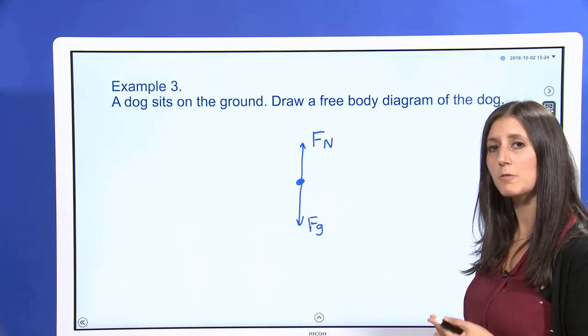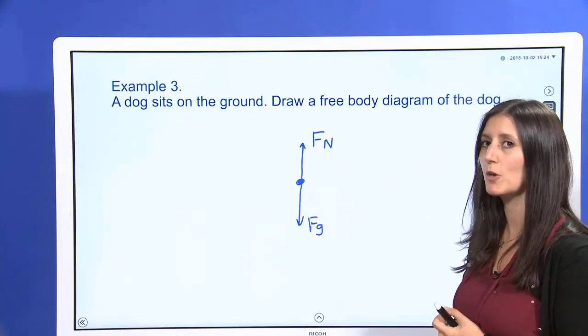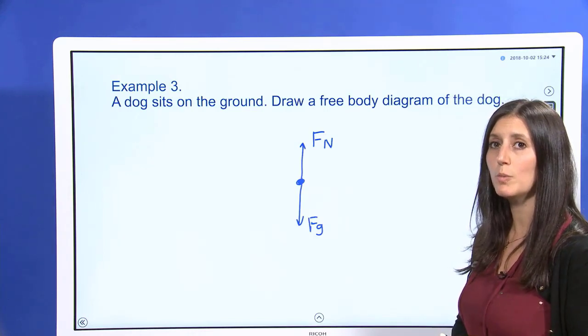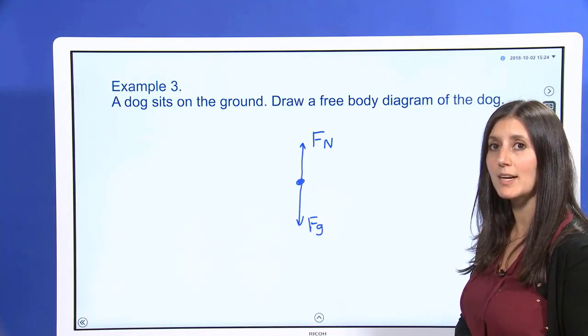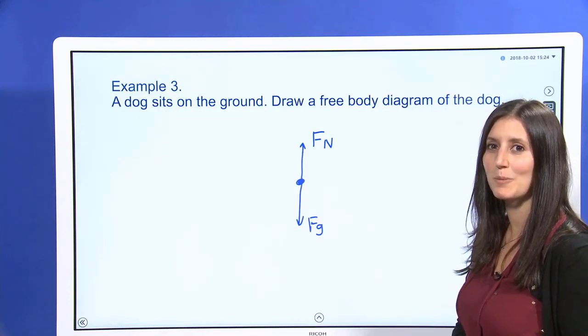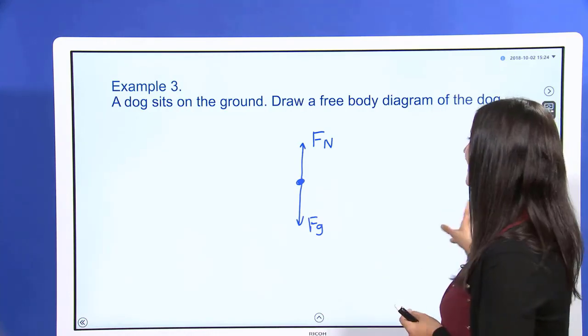Okay, so there's no friction mentioned in this question, so there's no force of friction. There's no ropes, so there's no tension. There's no mention of anybody or anything pushing the dog, so there's no applied force. All right.